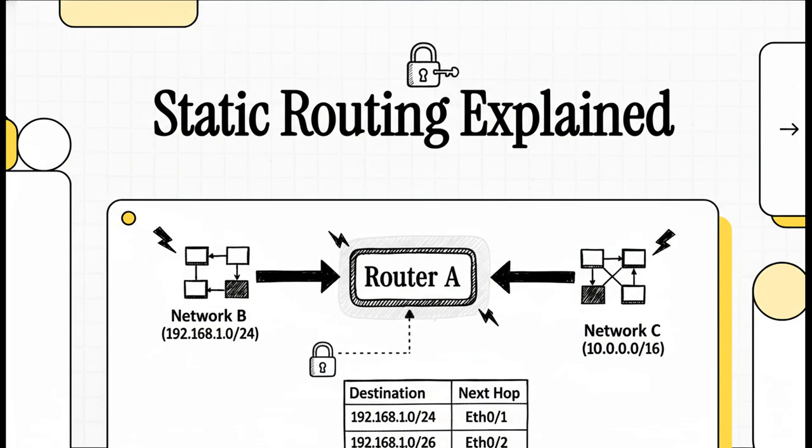All right, let's dive into one of the most basic building blocks of networking, static routing. It's the simplest, most direct way you can tell your network's traffic where to go, and honestly, understanding this is key to understanding everything else. So let's get right into it.